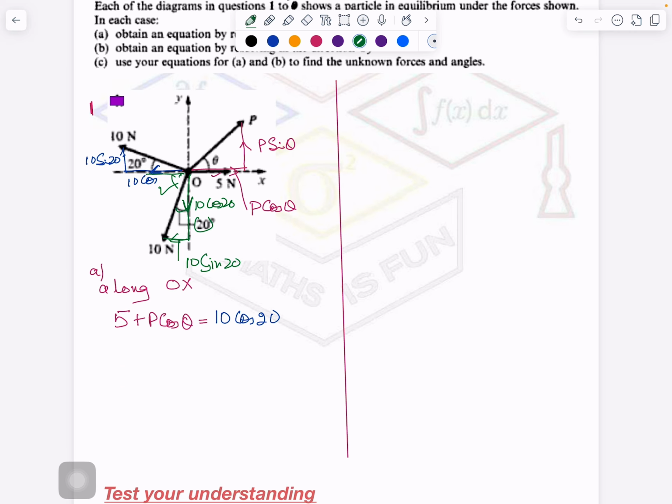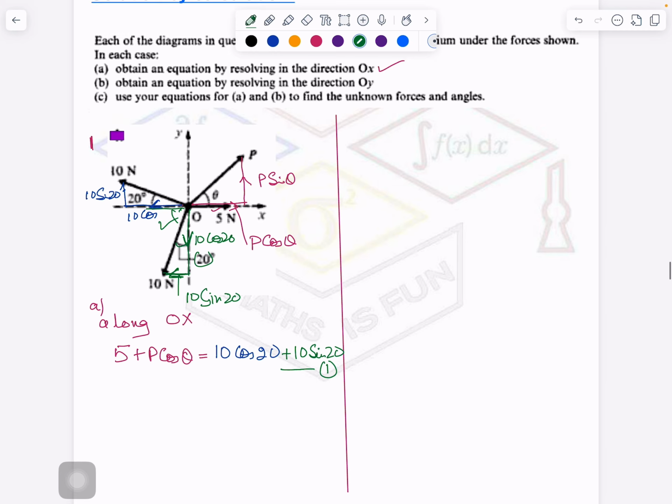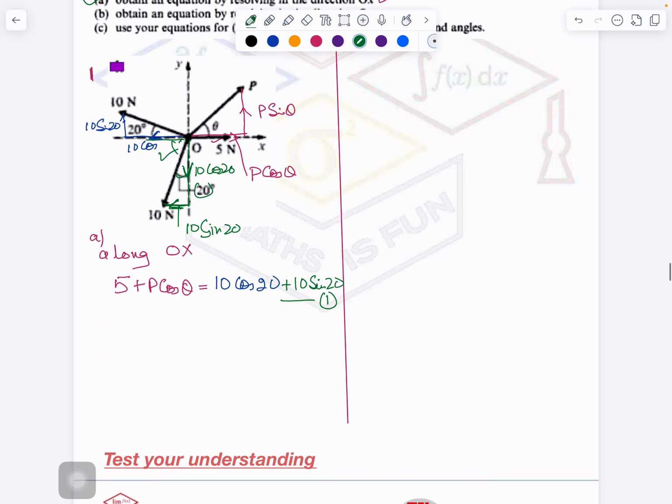So I am using right now what is given in 20. So it is plus 10 sine 20, right? Because this force is acting in the left hand side direction. So this will be my equation 1, because question is obtain an equation. After that we can simplify it also. Let's simplify here, then we will obtain OY. So P, just a minute. So it is P cos theta.